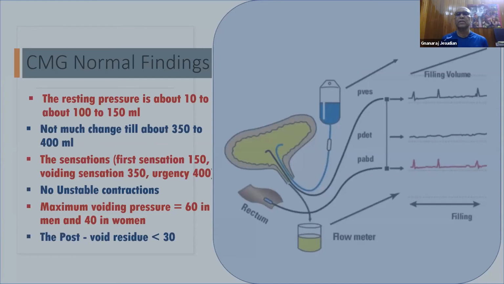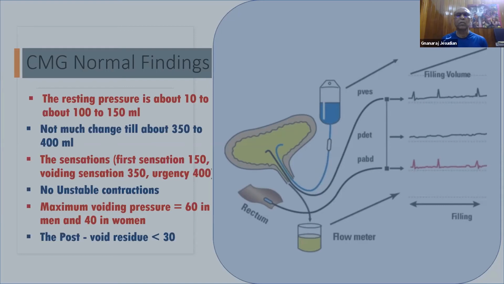So this is how a normal study would look like. The resting pressure in the bladder is about 10 to 12 centimeters of water. And the bladder is arranged in such a way that when the bladder muscles expand or the capacity of the bladder increases, the pressure does not increase. This is unlike a balloon. In a balloon, if the volume increases, the pressure increases. But in the bladder, it stays around 10 to 15 centimeters for about 350 to 400 ml, which is a normal capacity.